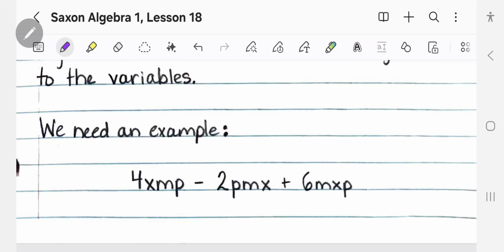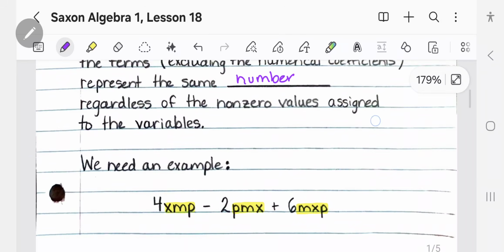All right, here's our example. We've got 4xmp minus 2pmx plus 6mxp. So we need to decide, are these like terms? Well, first we see how many terms there are. There's one, stop at the minus. There's one, stop at the plus. There's one. We have 3 terms, okay? Now let's look and see if they are like terms. So we're only looking at the variable, not the coefficients and not the signs. Now, I have an xmp, but here I have a pmx, and here I have an mxp.